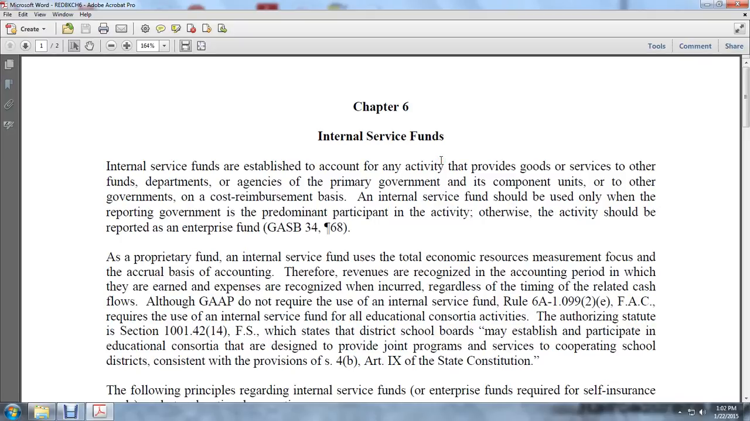All right. The Red Book, Chapter 6, Internal Service Funds. Internal service funds are established to account for any activity that provides goods or services to other funds, departments, agencies, or the primary government and its components and other governments on a cost reimbursement basis. The internal service funds should be used only when the reporting government is the predominant participant in the activity. Otherwise, the activity should be reported as an enterprise fund, per Governmental Accounting Standards Board Statement 34.